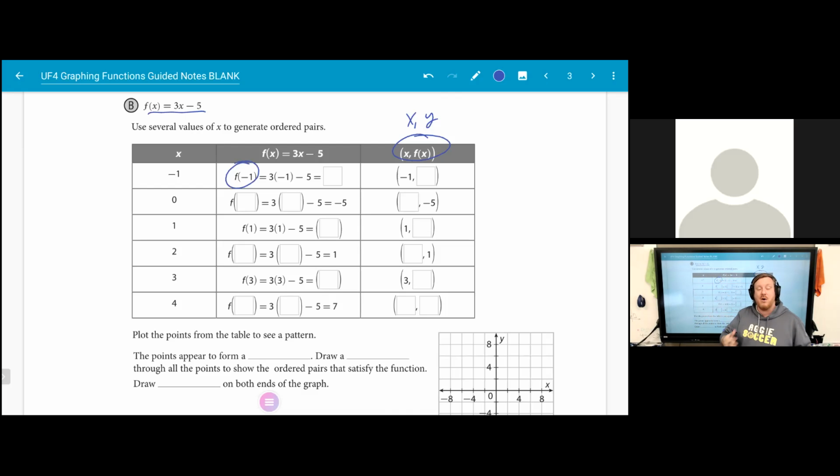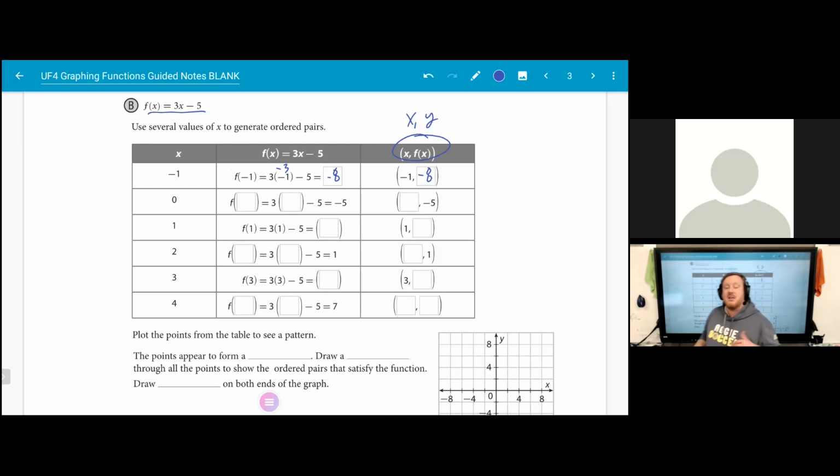The f of -1 is just what I said: the value of the function when x is -1. It's a lot, but we'll get there. We'll keep working on it. So if I plug this in, I have 3 times -1, which is -3, and -3 minus 5 is -8. So when x was -1, y was -8.